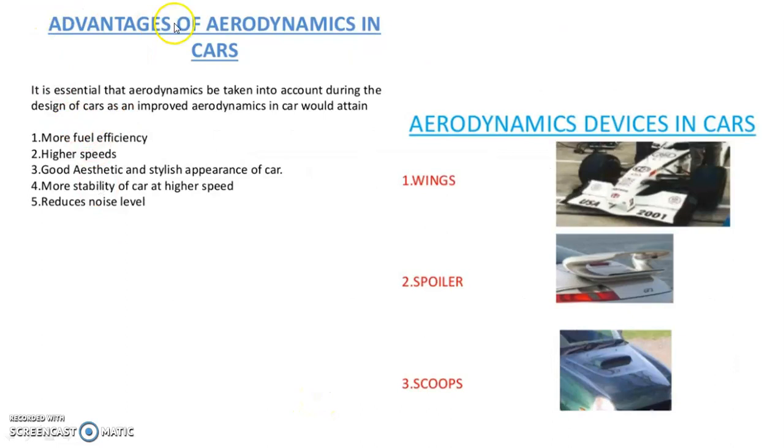Let us see the advantages of aerodynamics in cars. It gives more fuel efficiency, higher speeds, good aesthetic and stylish appearance of the car, more stability of the car at higher speed, and reduces noise level. Which are the aerodynamic devices in cars? There are three major devices. Number one is wings, number two is spoilers and number three is scoops.